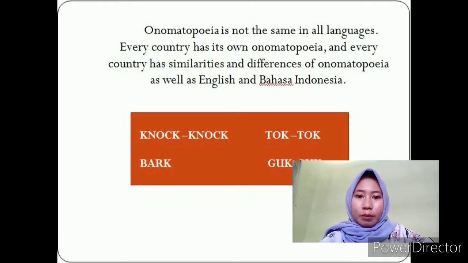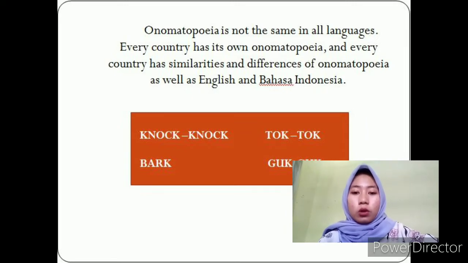Onomatopoeia is not the same in all language. Every country has its own onomatopoeia, and every country has similarities and differences of onomatopoeia as well as English and Bahasa Indonesia. For example, in English we have knock knock, bark. In Indonesia, knock knock refers to tok tok. It refers to someone who knocking the door. And then bark in English, guk guk in Indonesia. It's the same, refers to the dog who barking.